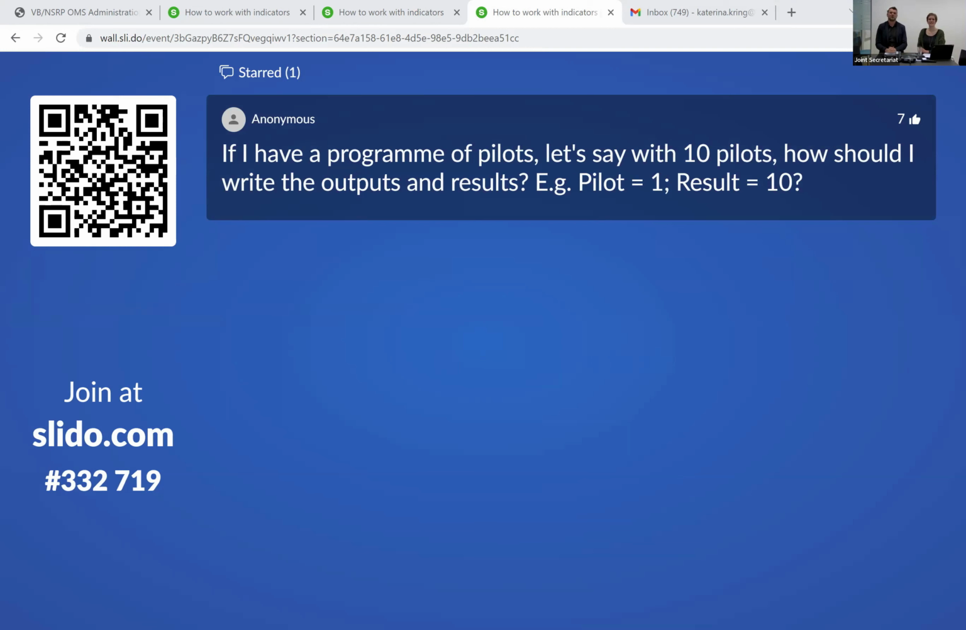If I have a program of pilots, let's say with 10 pilots, how should I write the outputs and results? Pilot. I would argue the pilot is actually the output indicator. So you come up with the output indicator, 1 pilot, for example.